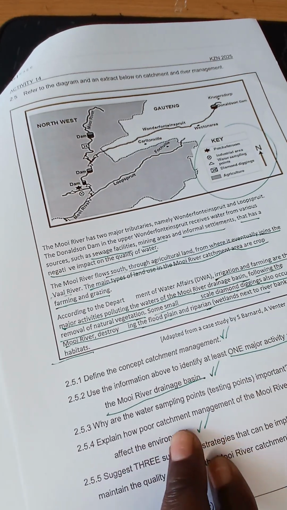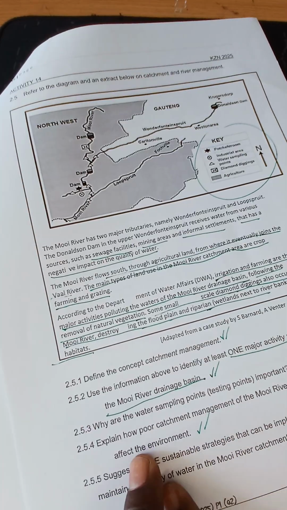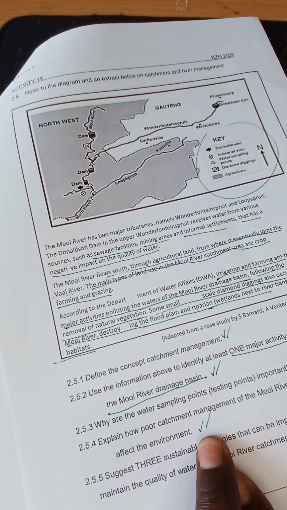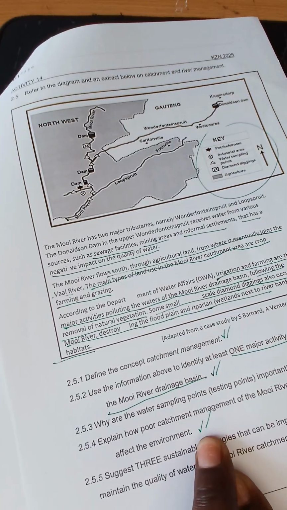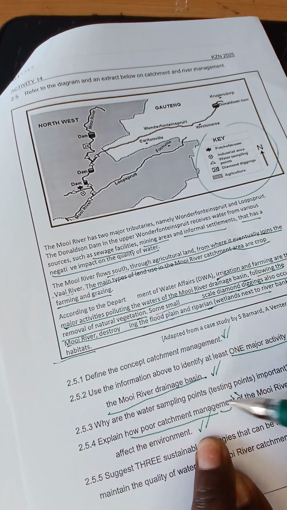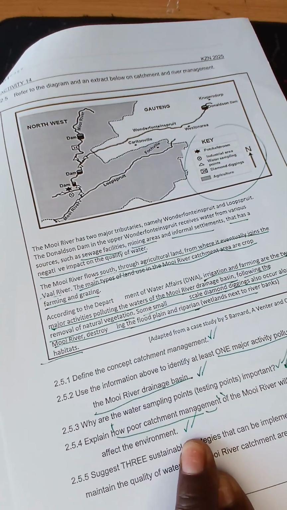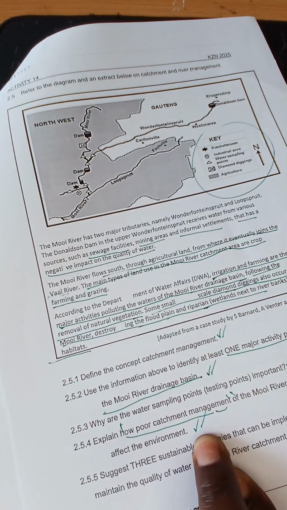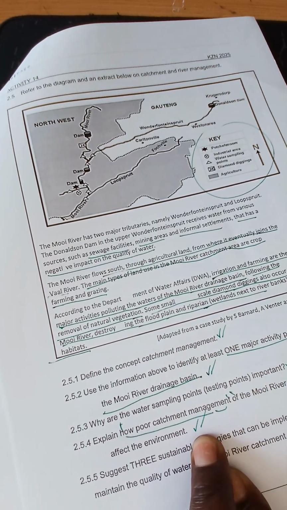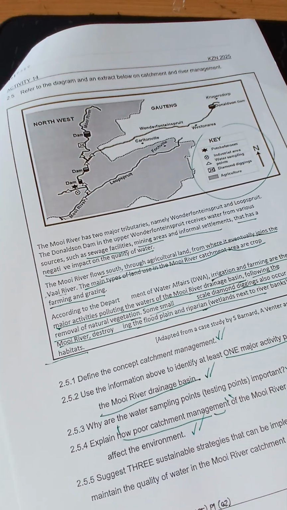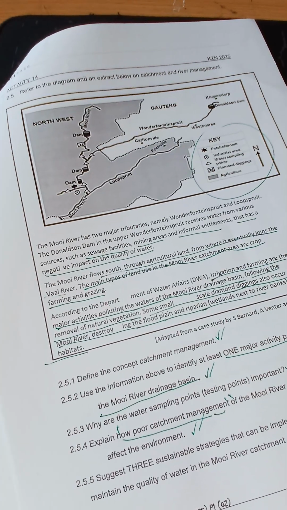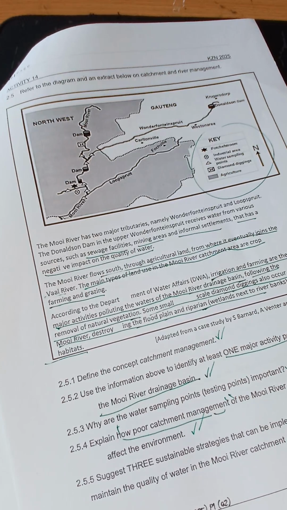2.5.4, explain how poor catchment management of the Moy River affects the environment. The poor management, this pollution that is taking place. We explain how, if it's not managed in a sustainable way, it will affect the environment. 2.5.4, the polluted water will result in loss of biodiversity. That's basically the different forms of life that you find in this drainage basin. So the polluted water will result in loss of biodiversity.